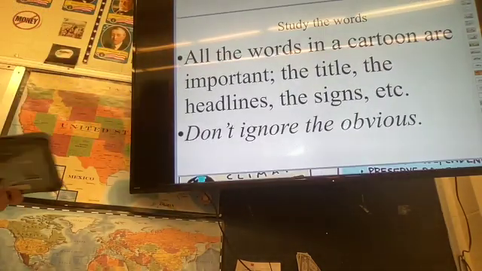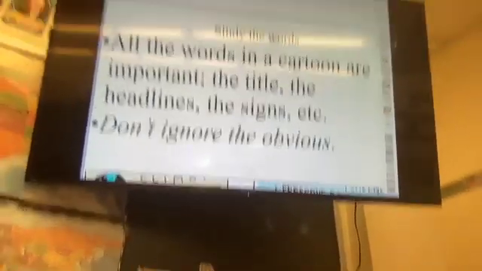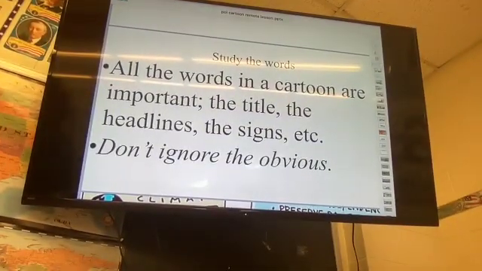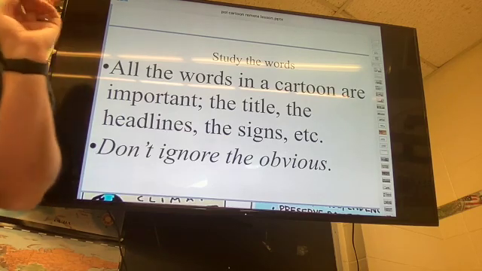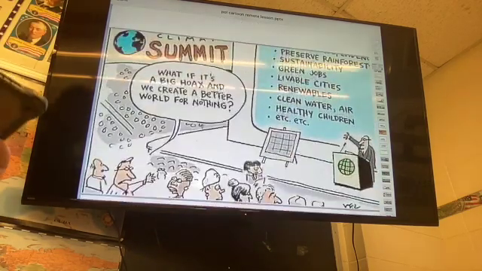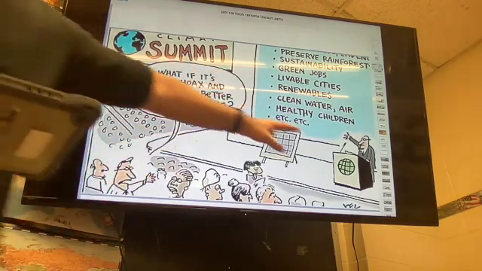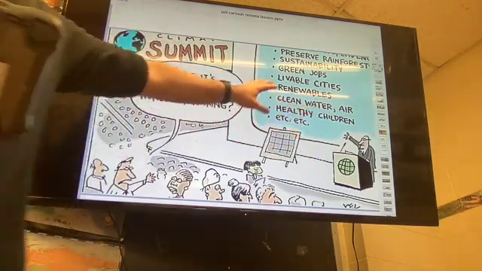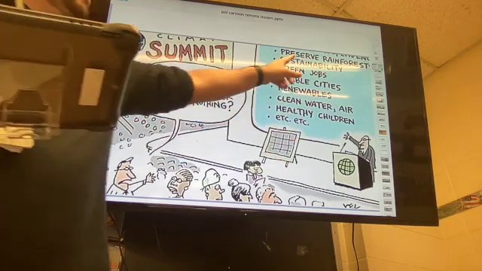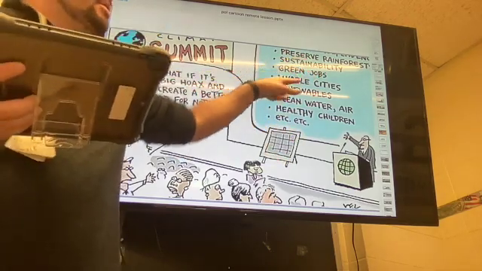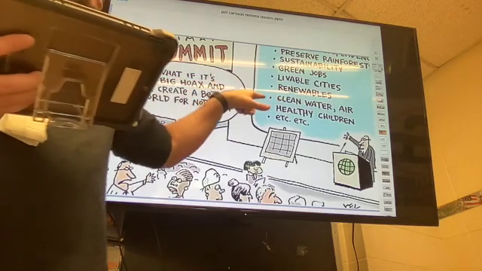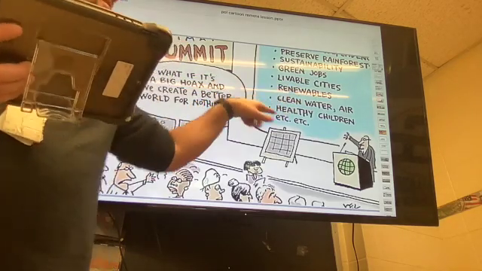All words in a political cartoon matter. Every single word and syllable is going to matter. So you need to read them verbatim. Do not ignore the obvious. Okay, this says Climate Summit. And you have a person up here at the top of the lectern that is teaching about the Climate Summit. It says preserve the rainforest, sustainability, green jobs, livable cities, renewables, clean water, air, healthy children, etc., etc., etc.